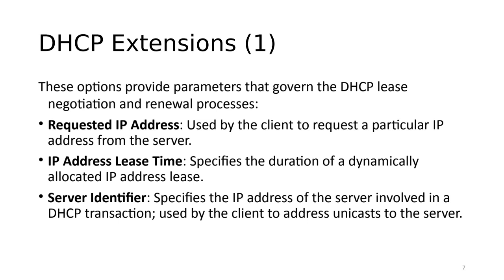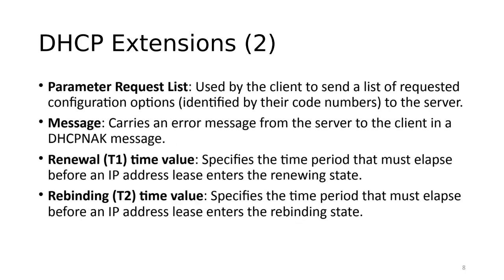When you want to send a unicast, what is the meaning of unicast? Unicast means computer to computer. Multicast is computer to a group of computers. Broadcast is from the computer to all the computers. We also have the parameter request list. Then we have the message carrying an error message from the server to the client in the form of a DHCP NAK, a negative acknowledgement. Then we have the renewal T1 time.